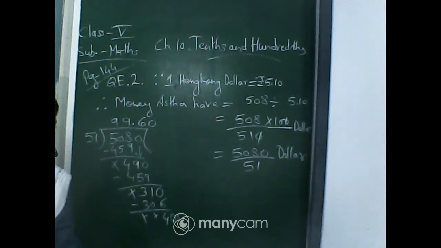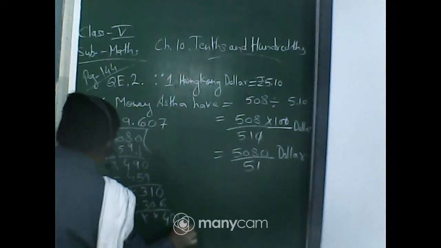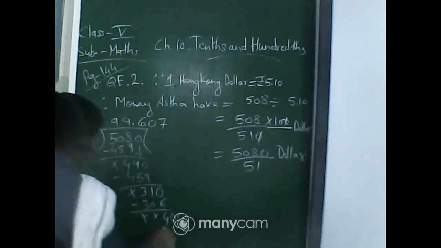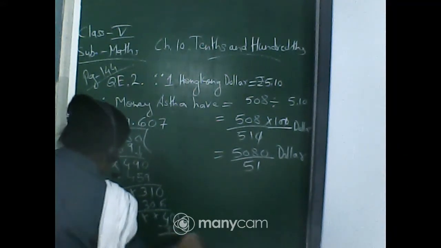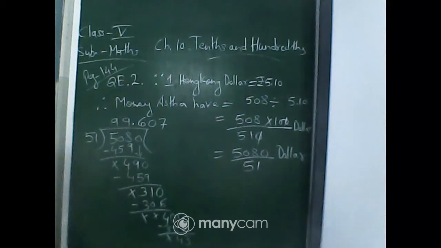7s are. 5 1s are 5. Sorry, 5 7s are. 7 1s are 7. 7 5s are 35. Subtraction will give you 3 4 and like this. That means it will go on. It will go on. 99.607841. The division will go on.